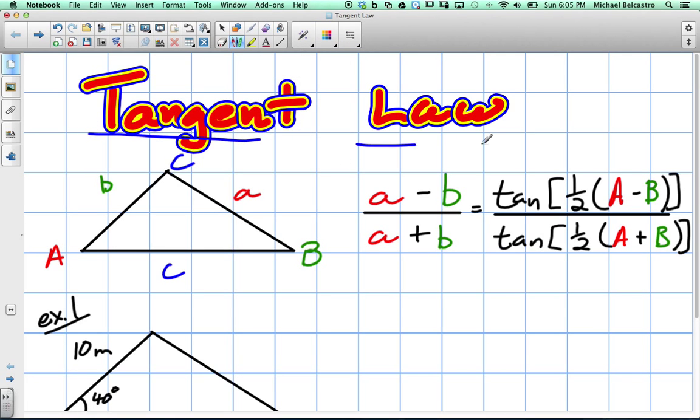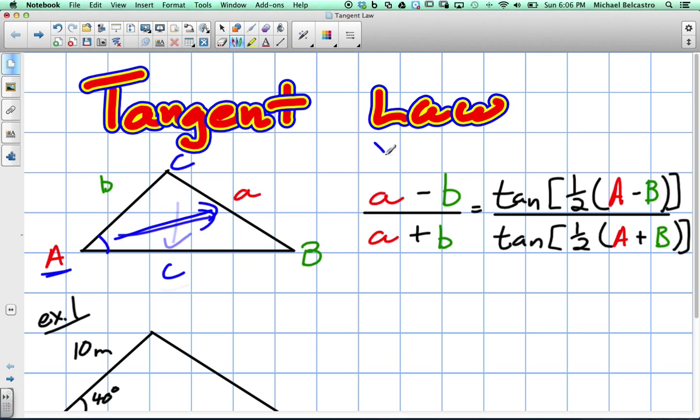Okay, so we're going to look at tangent law, which is far less known than cosine law and sine law. Here's our triangle. If we're going to name our triangle, our uppercase letters are our angles, and our lowercase letters are our sides, and they're opposite of their angles. So here's our angle A, and side A is opposite of that.